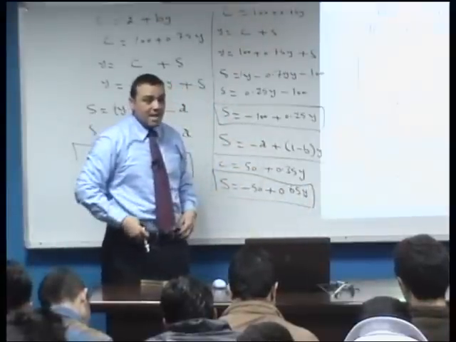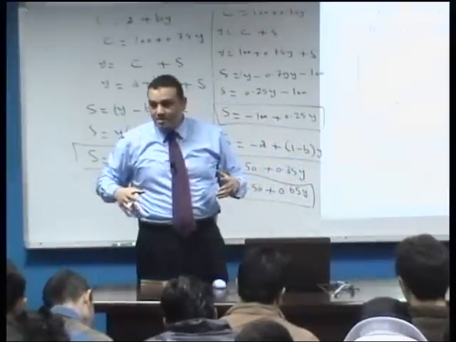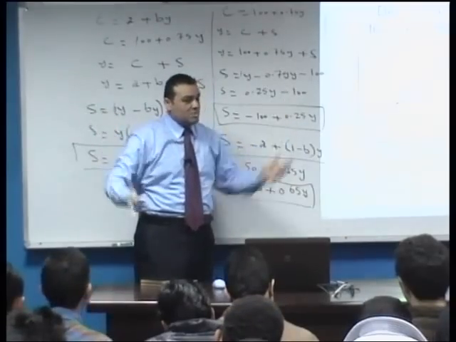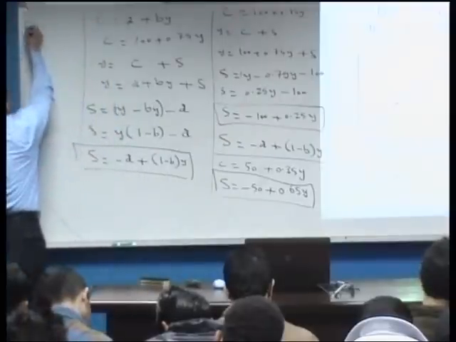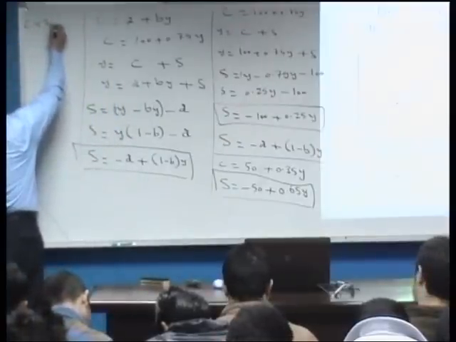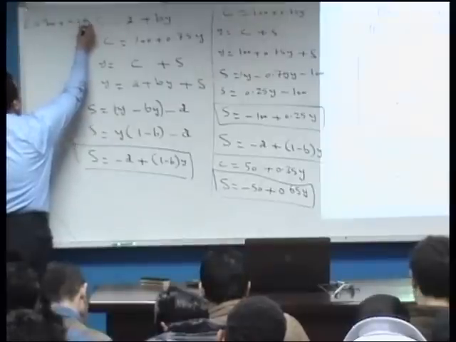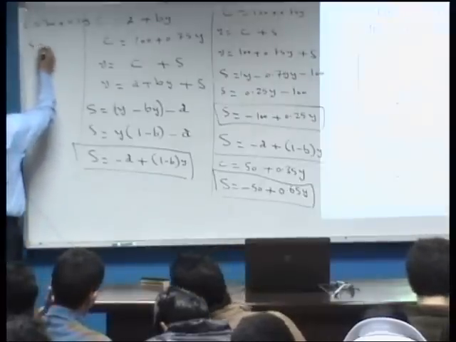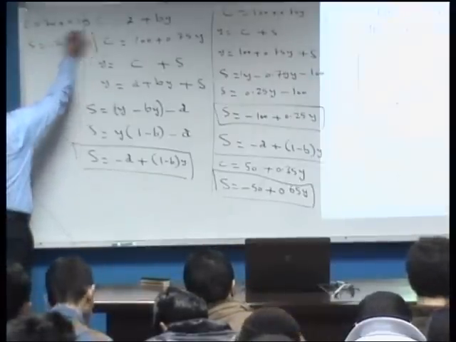Exactly. Is it difficult? Take any consumption function: C equals 70 plus 0.20Y. Derive the saving function. S equals minus 70 plus 0.80Y. That's it.